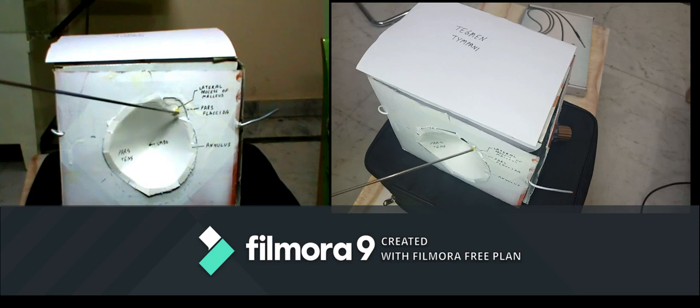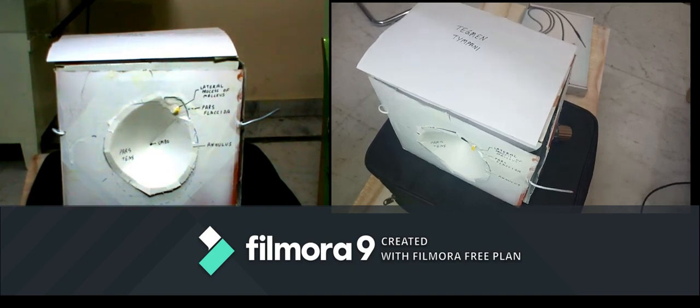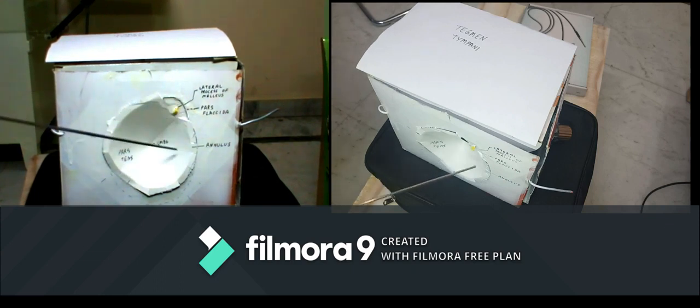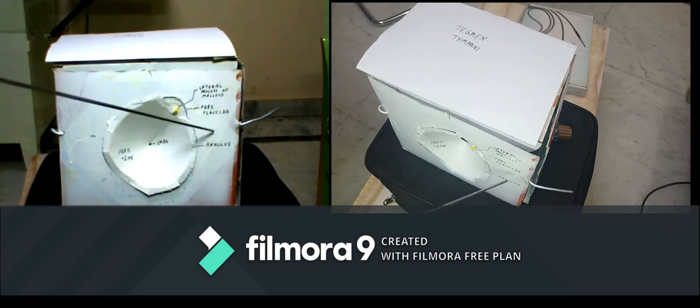A question comes: which is the most reliable structure for identifying a retracted tympanic membrane? It is your lateral process of malleus. So this is basically an introduction.